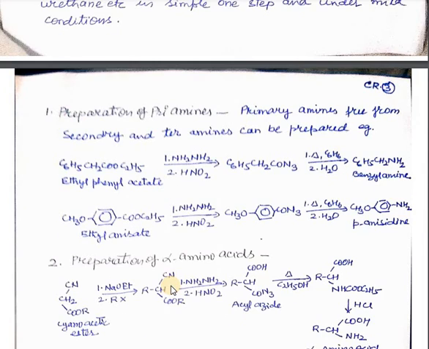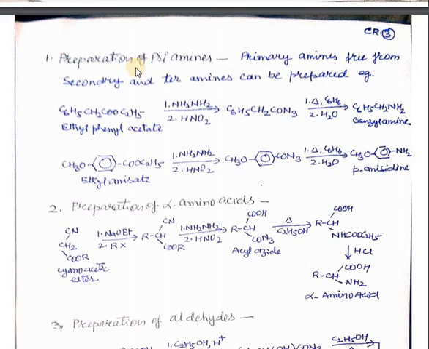First of all, we see the preparation of primary amines, and how primary amines are obtained through this reaction. Primary amines free from secondary and tertiary amines can be prepared. This method is very good, because in other methods we usually obtain a mixture of primary, secondary and tertiary amines, but through this reaction we obtain pure primary amine.